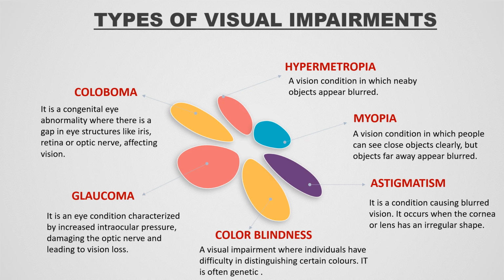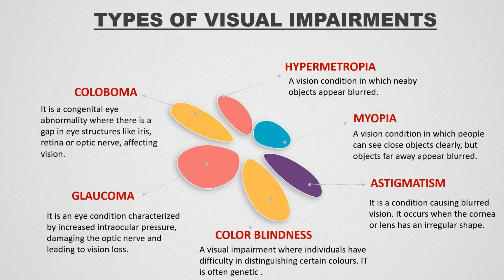So, the first type is hypermetropia. It is also known as farsightedness. It's a vision condition where distant objects are seen more clearly than the closer ones. For example, one might struggle to read a book but can see distant road signs clearly.